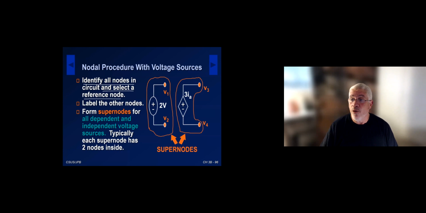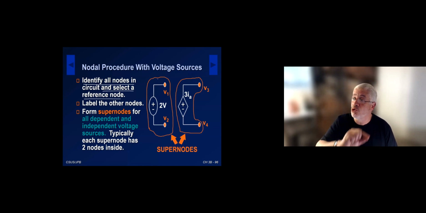So we're going to form what's called a supernode. Think of a supernode as a blob around the voltage source, just like I'm drawing here with the orange. I'm doing that in both cases here. Key things to realize: supernodes can only have voltage sources and nodes in them, nothing else. Never find a current source in a supernode, never find a resistor in a supernode. Only voltage sources and nodes, just like I'm showing.